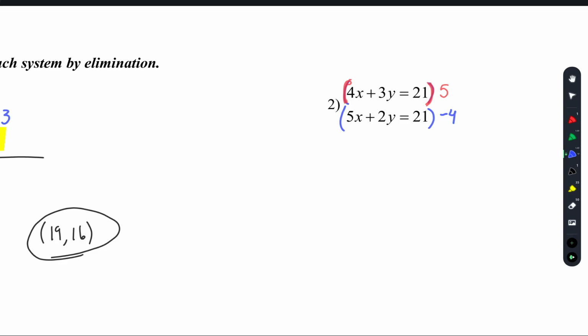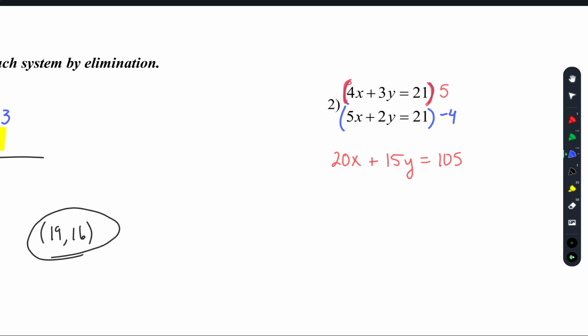Like, I don't care what the numbers are going to end up being. I just care that this is going to be a 20 and this is going to be a -20. And then when I add them, they're gone. So the rest of this, I'm just multiplying them. That's just how it's going to be. So I'm going to get 20x plus 15y equals, what is that, 105? Right? Yeah? Okay. Feeling good.